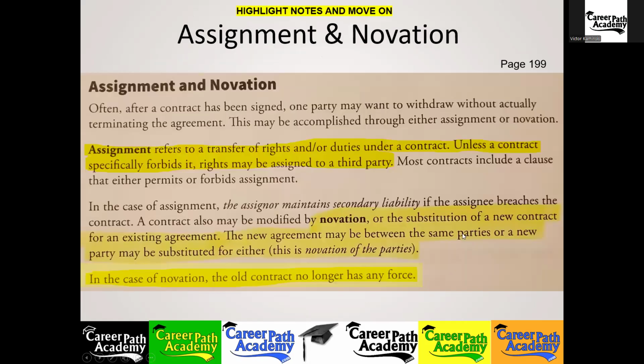All right. So let's highlight for assignment and novation the book's definitions for that.